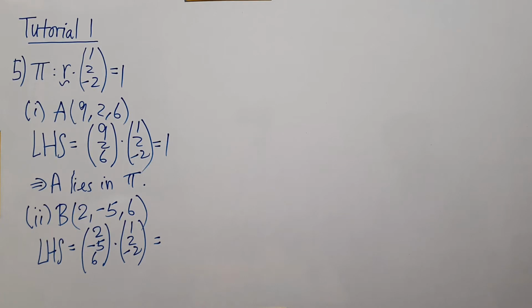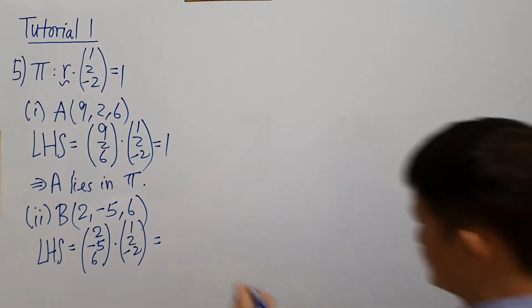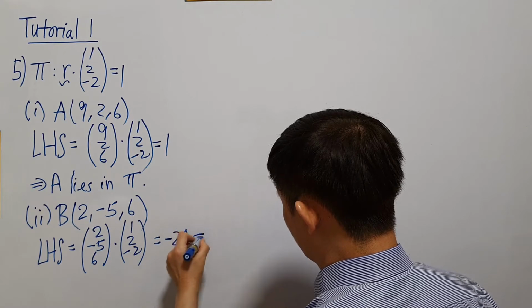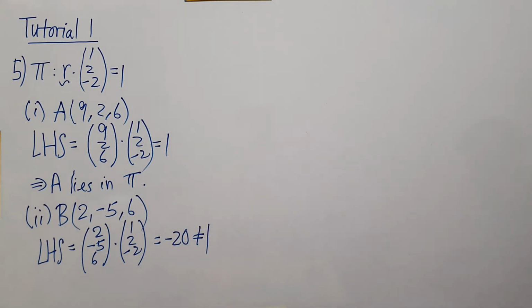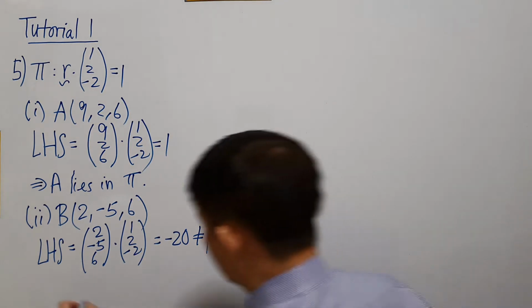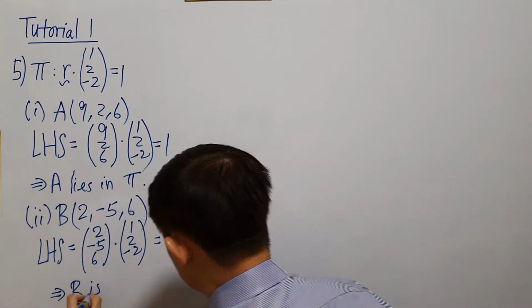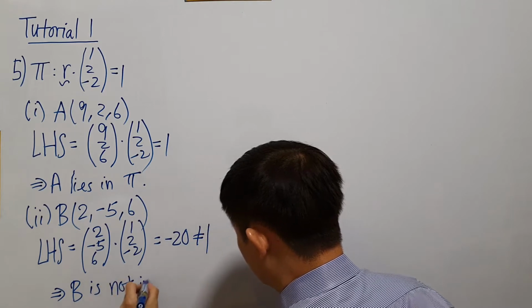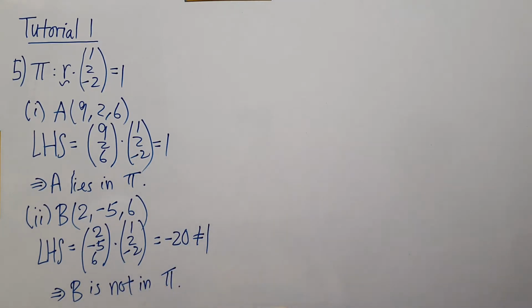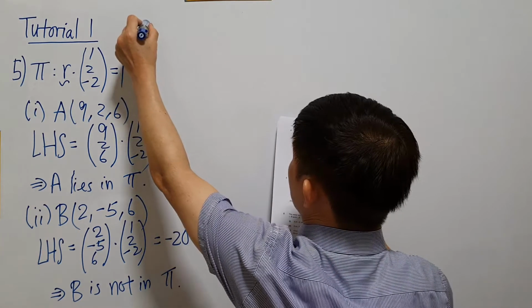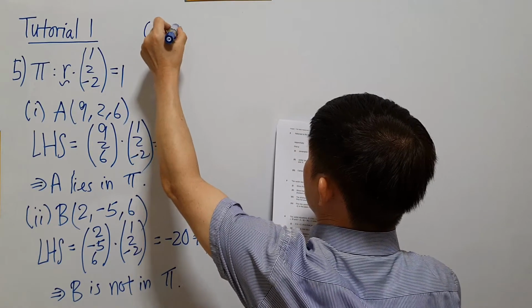Minus 8 minus 12 is minus 20. So this is not equal to 1. Because this value isn't 1, that means this value is not the number on the right. So therefore you can say that B is not in plane pi. Then because the point B is not in the plane pi, it now makes sense to find the distance from point B.